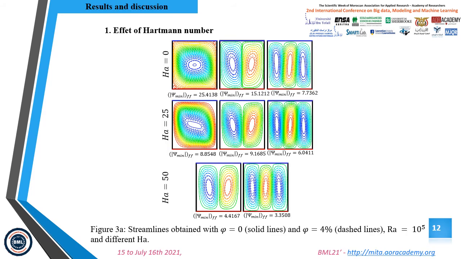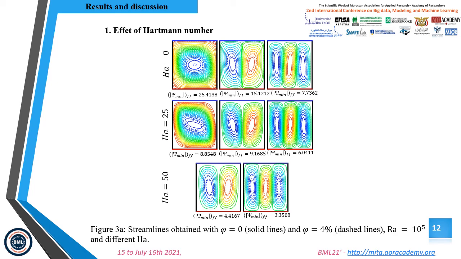Results and discussion. Effect of the Hartmann number. This figure shows that for Hartmann equal to 0 and Hartmann equal to 25, the 3 types of solution are obtained. The bicellular solution is characterized by asymmetry regarding the vertical axis, while the monocellular and the tricellular solutions show a symmetry with respect to the center of the cavity. On the other hand, the increase of Hartmann leads to a substantial reduction of the flow intensity.